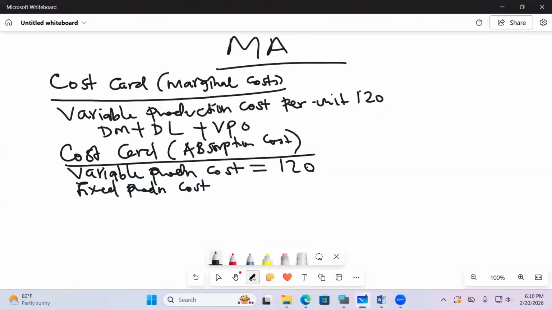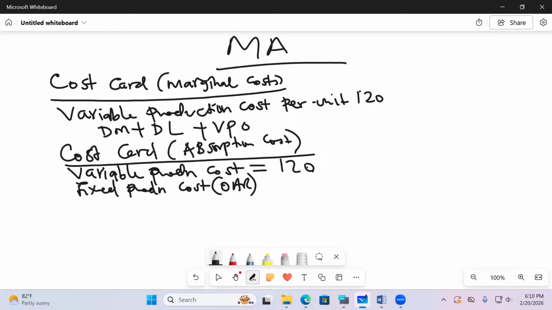So how do I do this? To get this fixed production overhead per unit, we are going to use the OAR principle, the overhead absorption rate. How do we do this? We shall take the budgeted fixed overheads for a whole year, divided by the budgeted units, or normal units, or expected units.